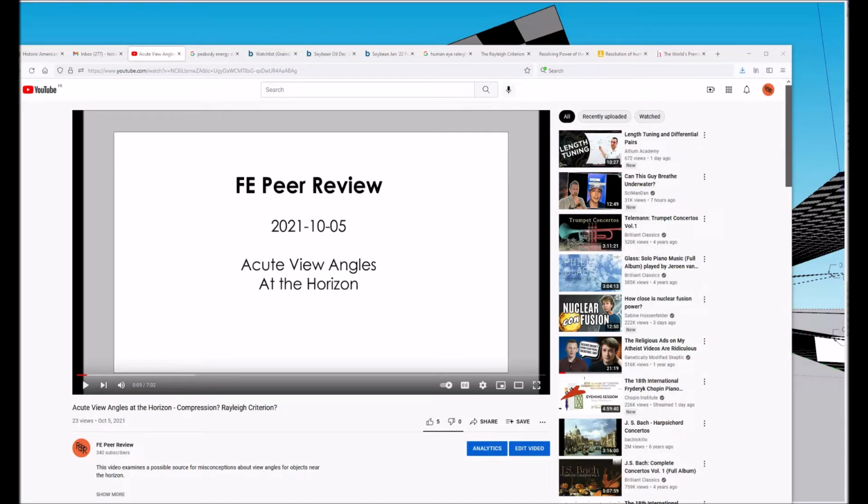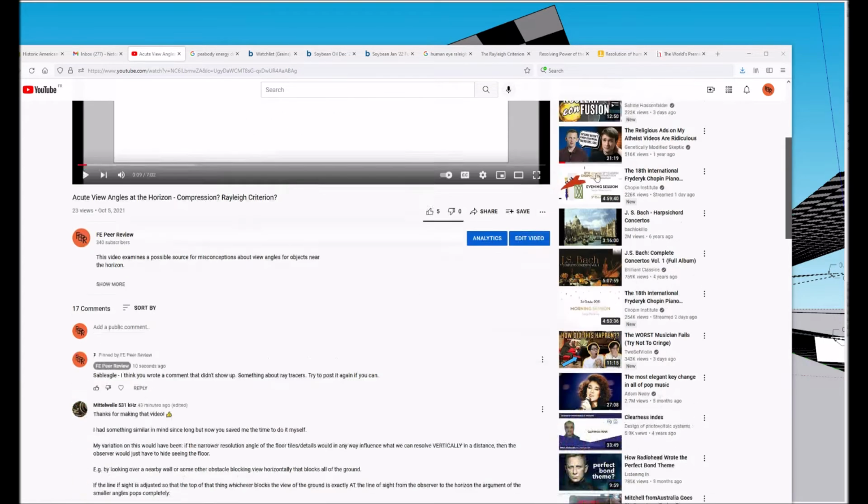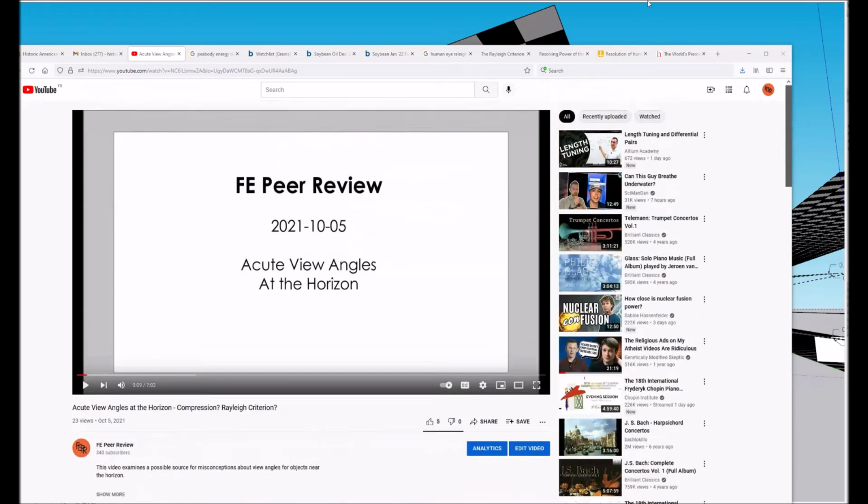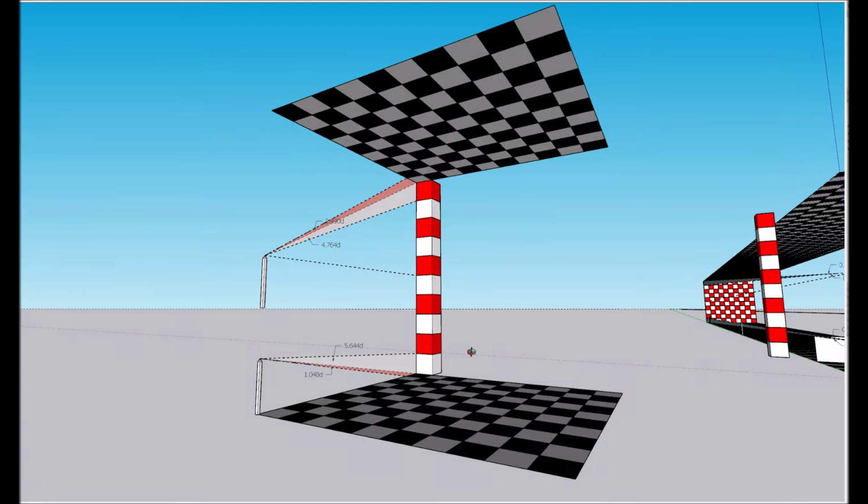This is a brief follow-up to my previous video, Acute View Angles at the Horizon. Mittelwell and Sable Eagle had some suggestions, so I thought I'd incorporate those and look at this a little bit more. Here we've got a model, and I have added a ceiling. It's just like the floor.